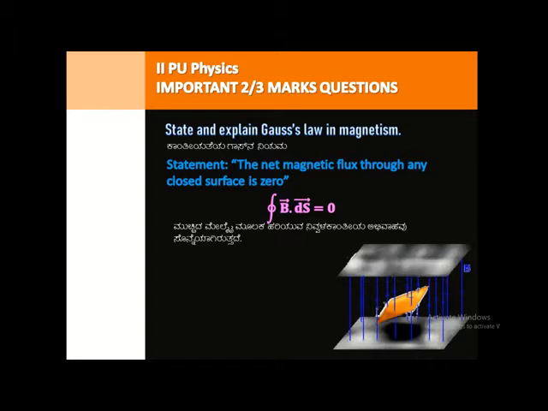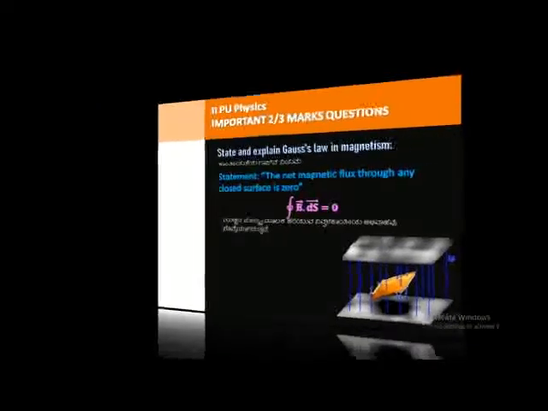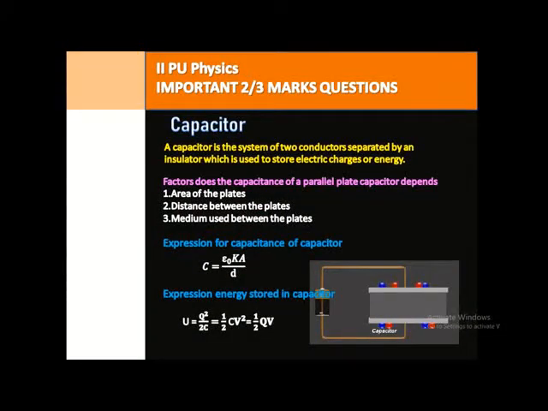Similarly, statement of Gauss law in magnetism. In magnetism, Gauss law is stated like this: the net magnetic flux through any closed surface is 0. Net magnetic flux, that is the number of magnetic lines of force entering the surface, is equal to the number of field lines leaving it. Like that, net magnetic flux is 0. That is, the surface integral of B vector dot dS vector is 0. This is Gauss law in magnetism.